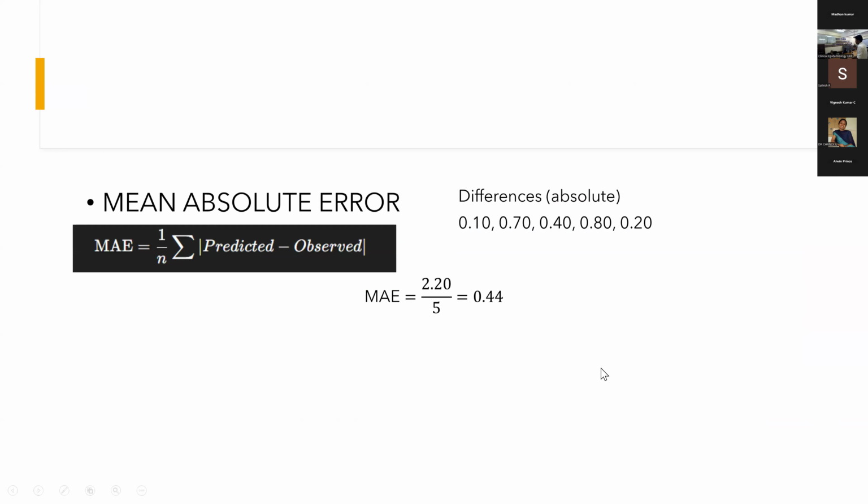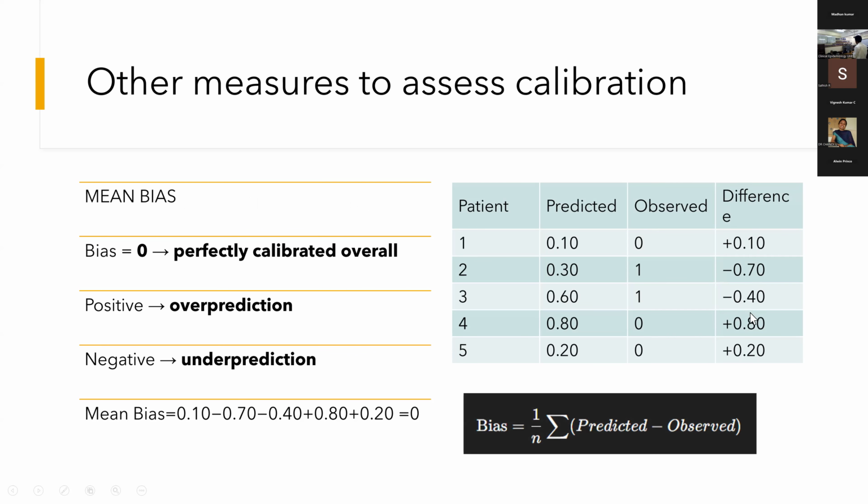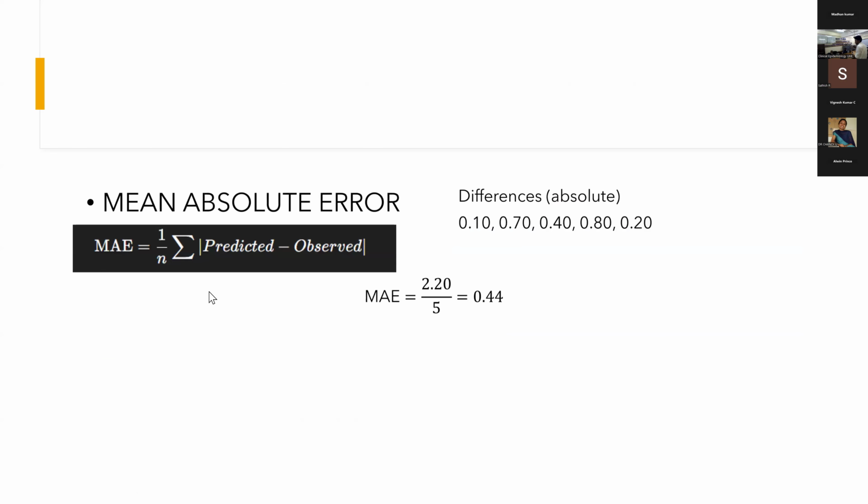The second measure would be mean absolute error, wherein instead of taking the values as such, we'll be using the absolute difference instead of the negative or positive values, so that we don't get a different outcome. And we will be dividing it by the total number of outcomes.